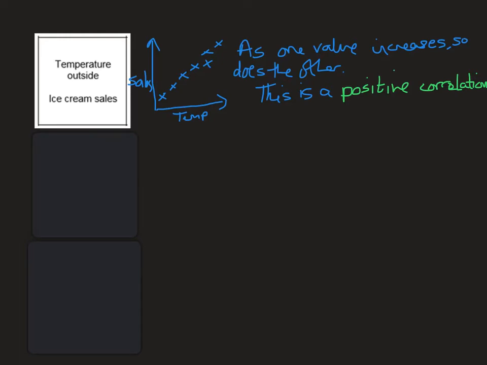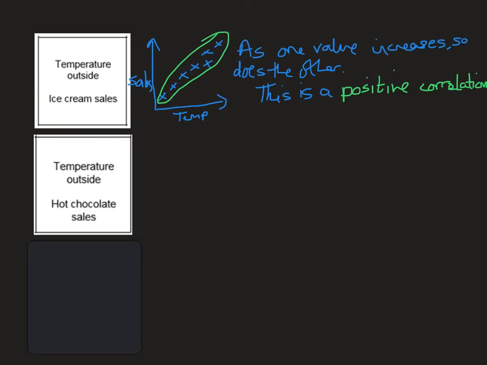So you need to know that vocabulary. This is a positive correlation. If one goes up and the other goes up, so if they generally make this sort of shape here, that's a positive correlation. So here's the next one, temperature outside and hot chocolate sales. See if you can do the same for this one as we wrote up here.